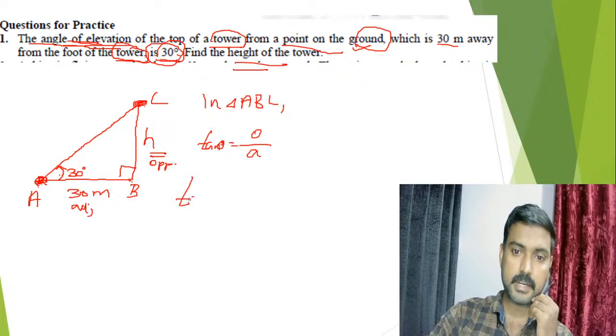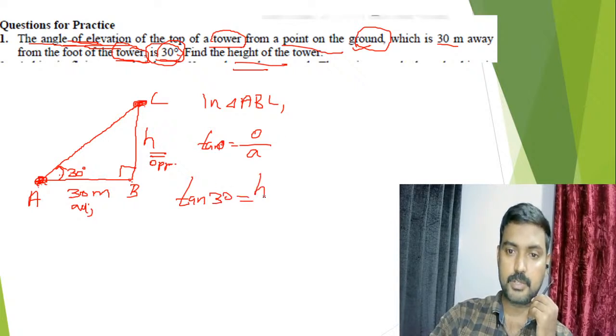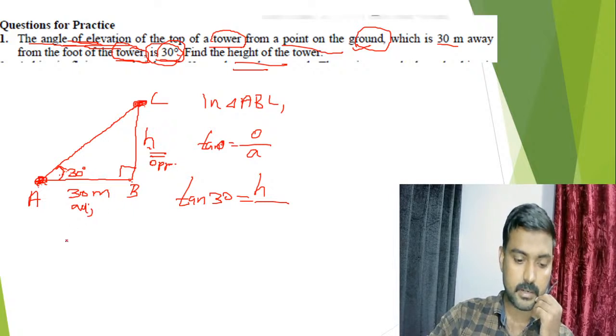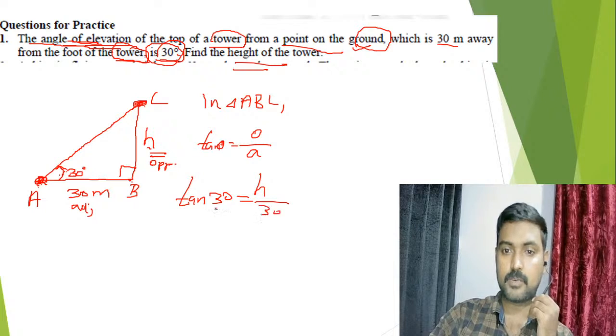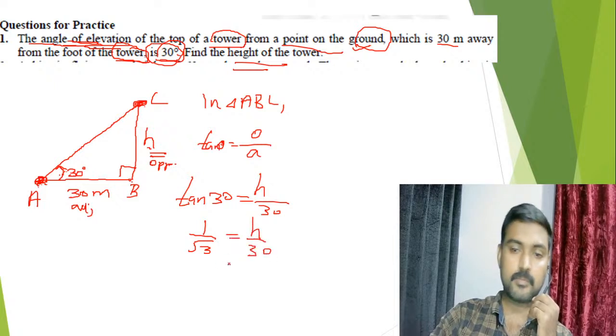So what is tan here? Tan 30 degrees. So tan 30 is equal to, what is the opposite side? That is the height of the tower. For 30 degrees, the opposite is h. So h by 30. So my dear students, what is tan 30? We studied that it is 1 by root 3. So we will get h by 30 is equal to 1 by root 3.